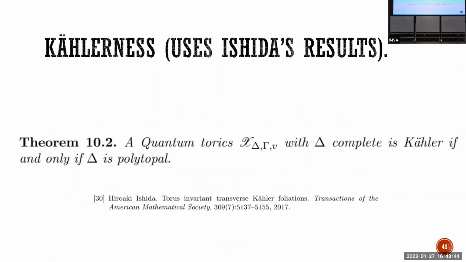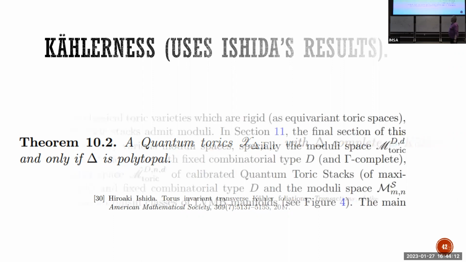Okay, a quantum toric variety, a quantum toric stack, with delta complete, is scalar only if delta is full total. This is something that you want to have. So some of them are scalars, and the ones that are scalar are exactly the ones that could follow irrational pointers, possibly. And we use this result of Meersseman to get this beautiful fact.